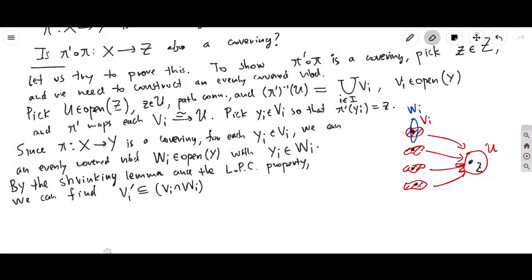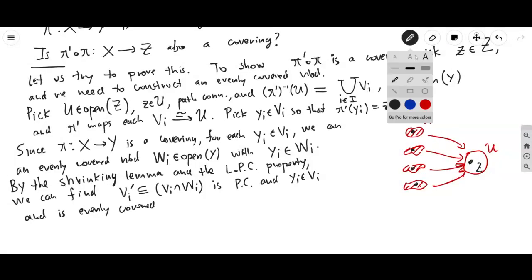So we can find a Vi prime, which is path connected, contains, of course, this point, and is evenly covered. So the original set, Vi, might not be evenly covered, but you can replace it by something smaller that is evenly covered. So let me modify the picture so you can construct something smaller that is evenly covered, and you can now do this around every single one of these.